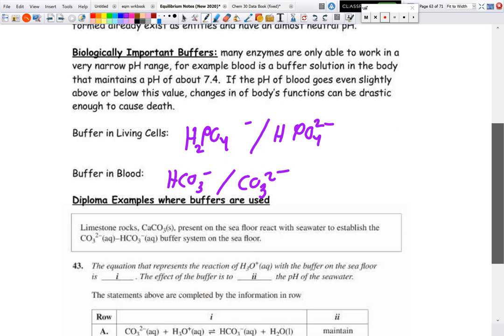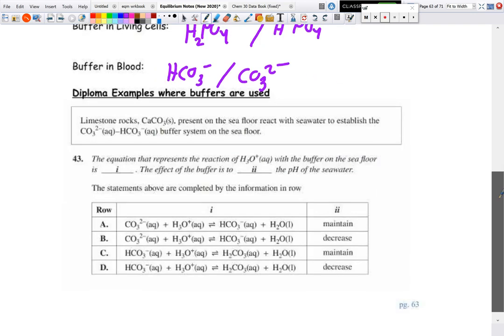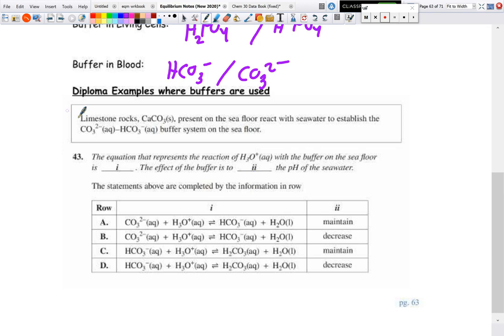Now, of course, next we do have a few little old diploma example questions. So I just want you to read this through, pause the video, and see if you can get the answer, because the answer is going to go up in 3 seconds. And hopefully you got A.